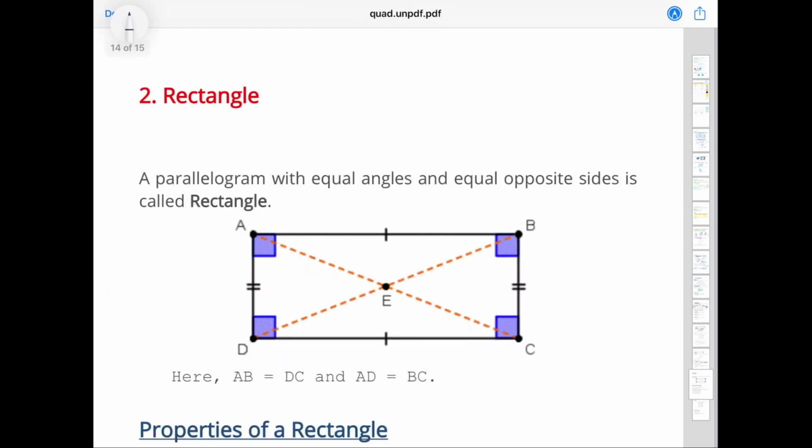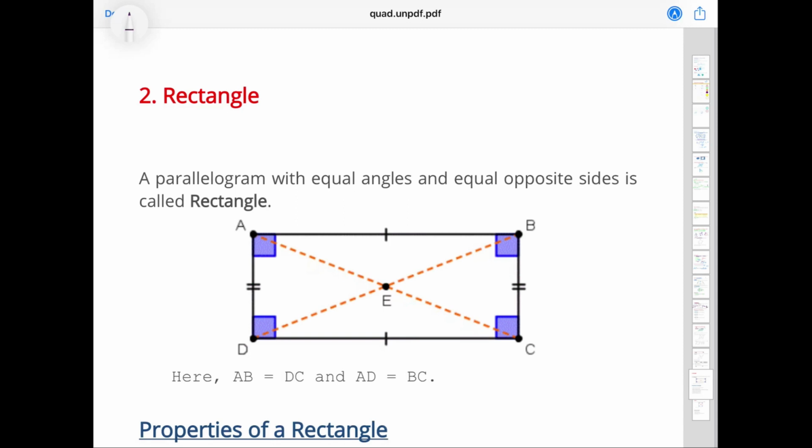The next one is the rectangle. All of you know that in a rectangle, each angle is 90 degrees, opposite sides are equal, and the diagonals are also equal. There is just this difference between a rectangle and a parallelogram: a few properties match, like opposite angles are equal, opposite sides are equal, and diagonals bisect each other. But the last one, the diagonals of a rectangle are equal, while the diagonals of a parallelogram are not equal.